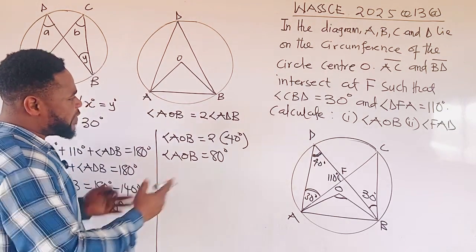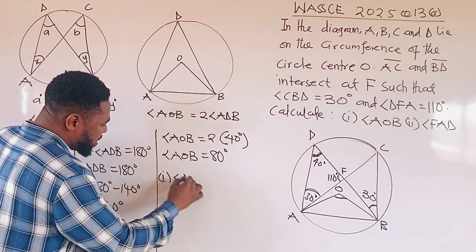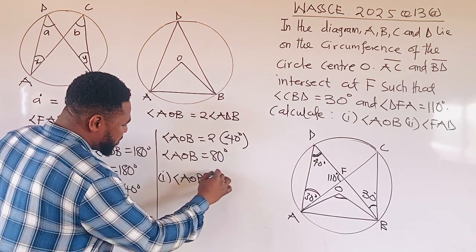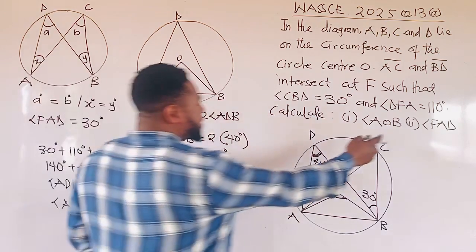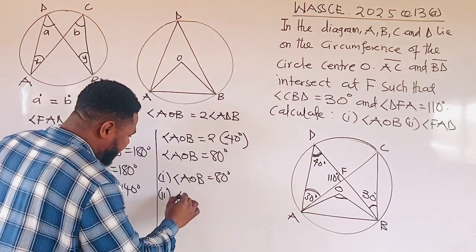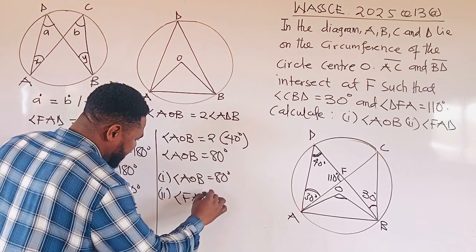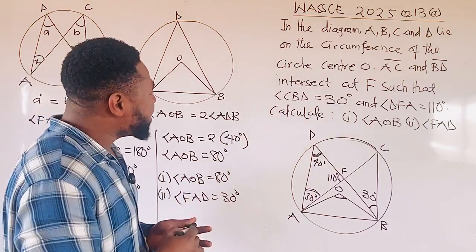All right, therefore we can conclude that our I, which is angle AOB, will be equal to 80, and II, angle FAD, will be equal to 30, and this is how we can answer this question.